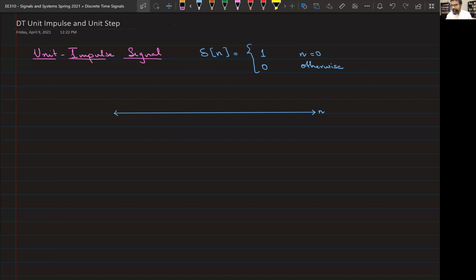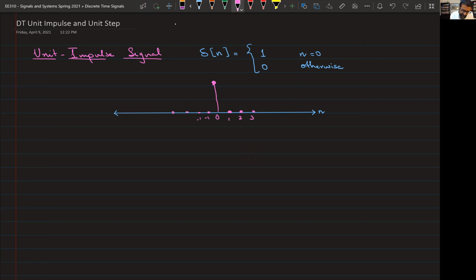The definition I've written down here: the unit impulse is a signal represented by the notation delta, which is equal to 1 only when n equals 0 and is equal to 0 otherwise. If I were to sketch this out, it would be equal to 1 at n equals 0, and for all other values of n, 1, 2, 3, and so on, it will be 0. So that's what a unit impulse is.